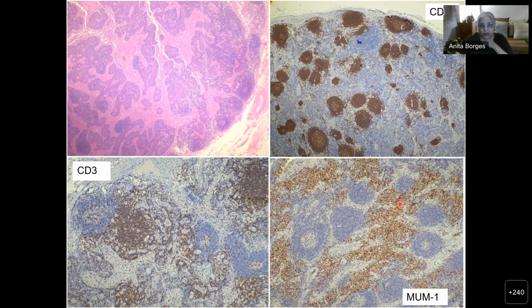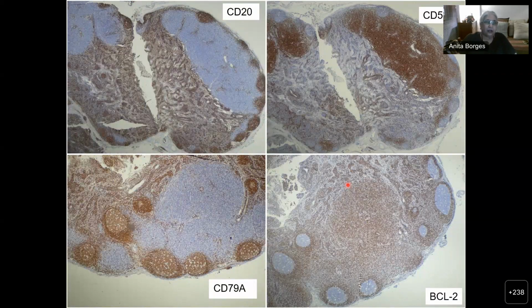Now let me see. Why is this not moving? Good. Now let us look at this picture. On the left-hand side, this is CD20. And now you understand why people talk about cortex, paracortex and medulla. This is a lymph node that has been beautifully, and I think by accident, sectioned.